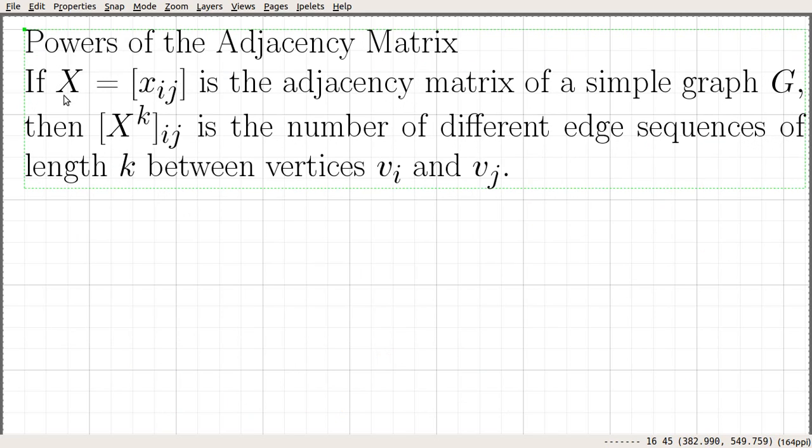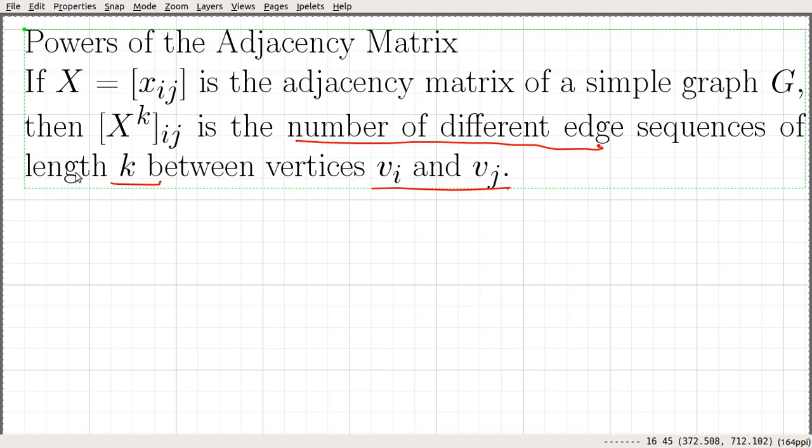So the statement reads as follows: if X is the adjacency matrix of a simple graph G, then the ijth entry of the kth power of the adjacency matrix is the number of different edge sequences of length k between vertices vi and vj. Okay, so we can use this theorem to count the number of distinct edge sequences, or the number of distinct walks of length k between vertices vi and vj, or the number of distinct paths of length k between vertices vi and vj.